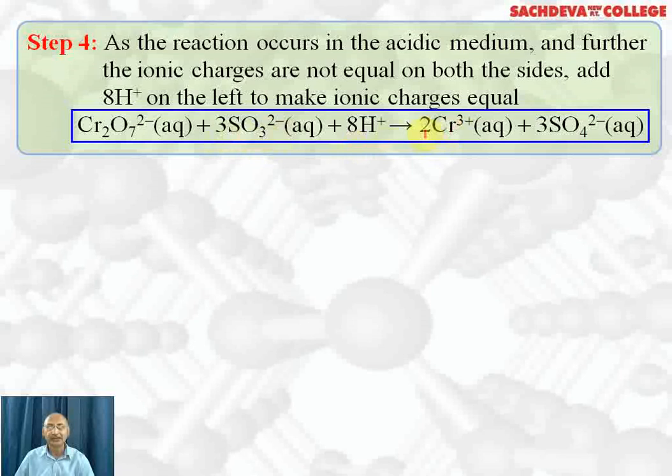And here we have multiplied by 2 so that there is 6 positive charge, and here we have 3 sulfate ions, 3 into 2, that is 6 negative charge, so this side also is neutral. So the charges are equal on both sides, atoms are equal: 2 chromium, 3 sulfur. Oxygen: we have 9 plus 7, 16 oxygen, and here we have 12 oxygen. So we still have to balance the oxygen atoms, and hydrogen also we need to balance.